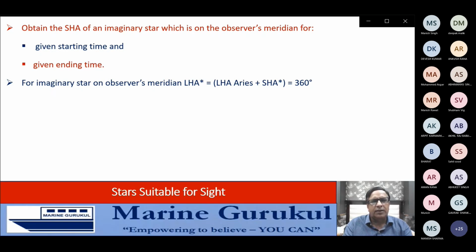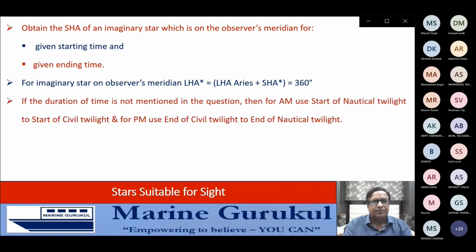We know how to calculate the SHA of imaginary star on the observer's meridian. We can equate the LHA of that imaginary star to 360, and this LHA is equal to LHA Aries plus SHA of the imaginary star. We have already calculated in the first question, and we can repeat that process out here.